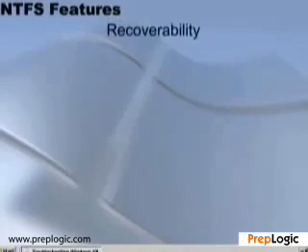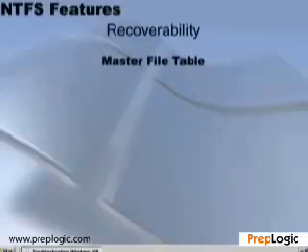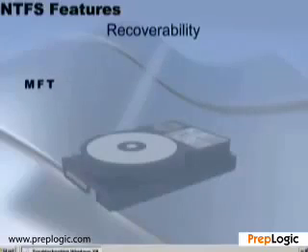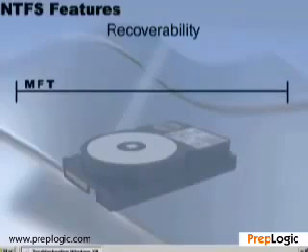We also have recoverability features built into NTFS. One of the key recoverability features is this. The NTFS file system uses something called a master file table, or MFT. The MFT is stored at the beginning of the hard drive, and then it is also stored again at approximately the middle of the hard drive. So there are two copies of the master file table at all times. If one copy of the master file table becomes corrupted, then the other copy can be used to restore the corrupted copy. All of that happens automatically.